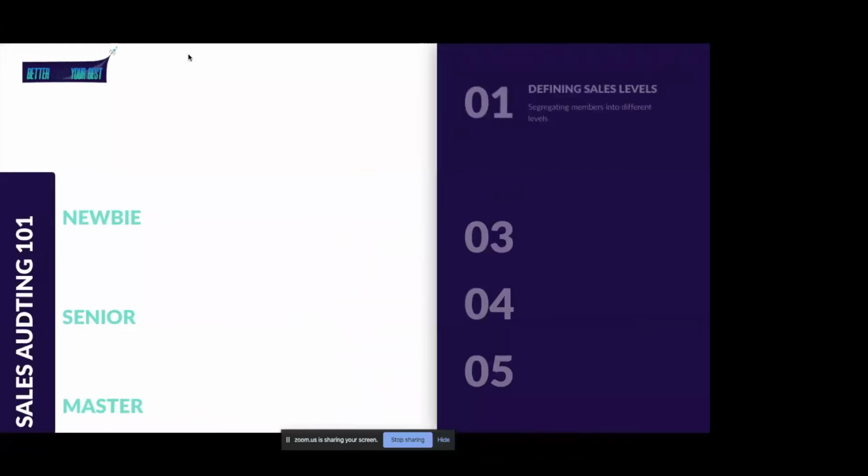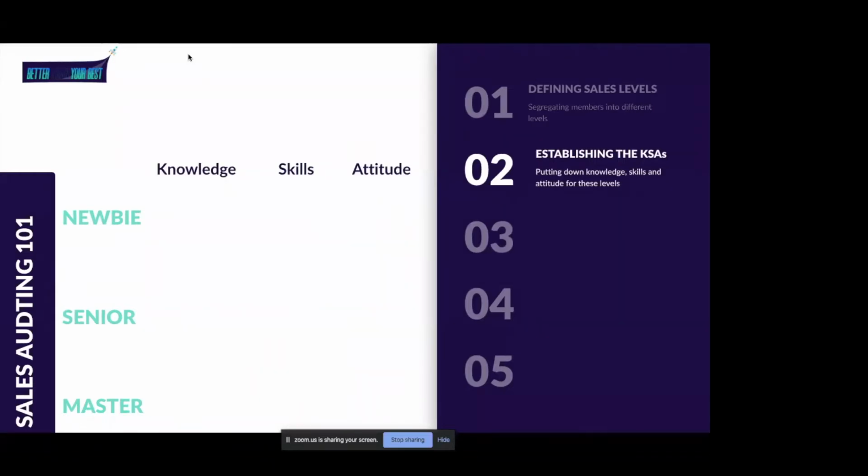Coming to the second step, you guys have to establish the KSA, which is what you did right now: knowledge, skills, and attitude. For every level, there has to be certain knowledge, certain skills, and certain attitude which members in that level need to have. For example, for a newbie, in terms of knowledge, it can be about partners. So a newbie knows what all IR partners you are working with. They know what all IR partners you are going to focus on and all of that.